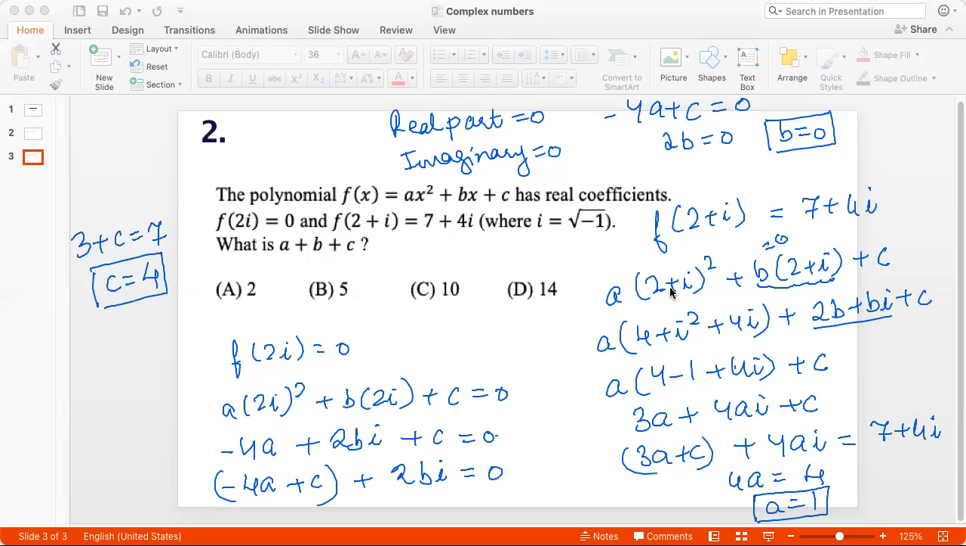So I have all the three values. So what is a plus b plus c? It will be 5. Option B.